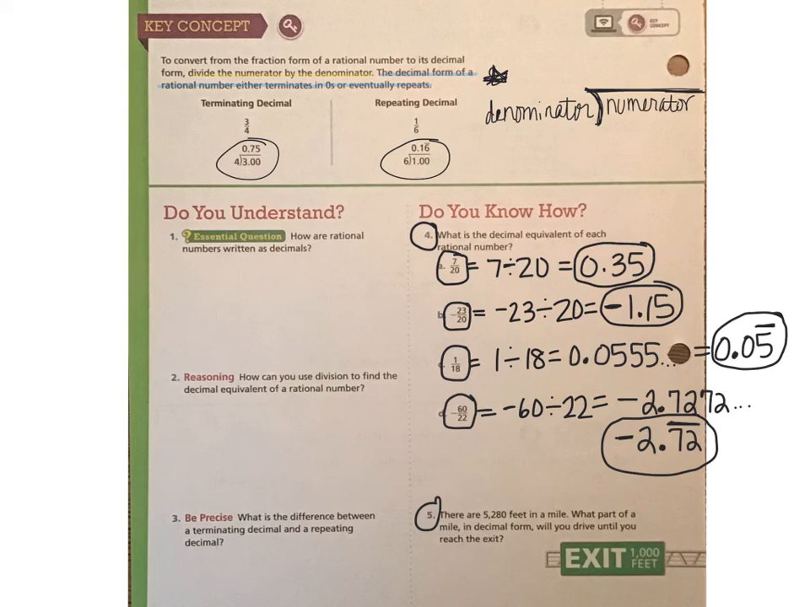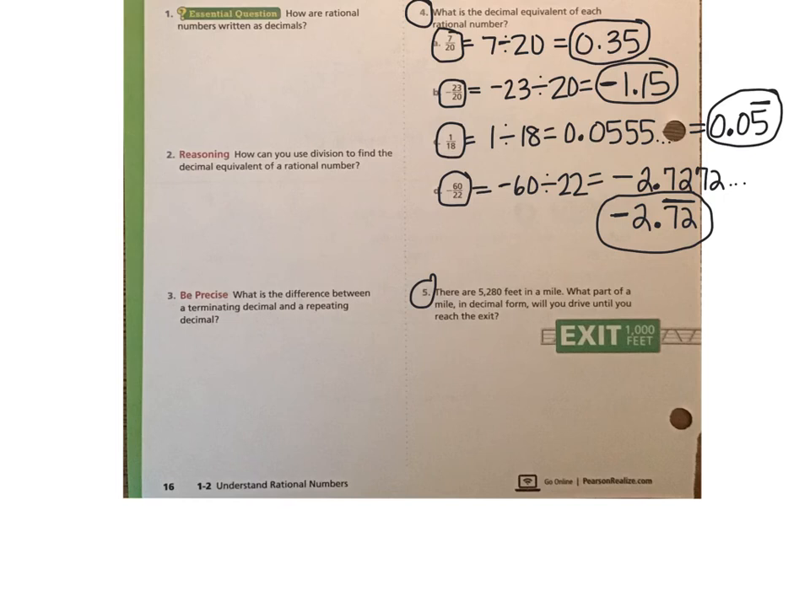Now let's take a look at question 5. There are 5,280 feet in a mile. What part of a mile, in decimal form, will you drive until you reach the exit? So here we need to look at the sign. The sign tells us how far away the exit is, 1,000 feet. So when we create the fraction, we have 1,000 feet to go out of 5,280 feet in a mile. That's the fraction that we're changing into its decimal form. So do that and then come back and check your answer.